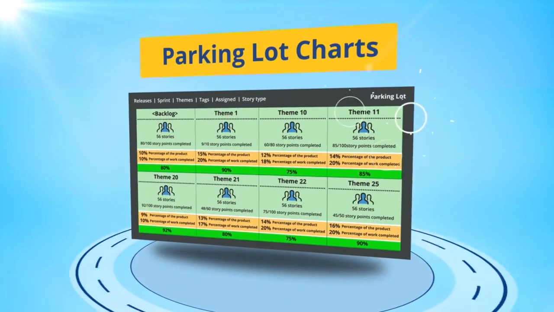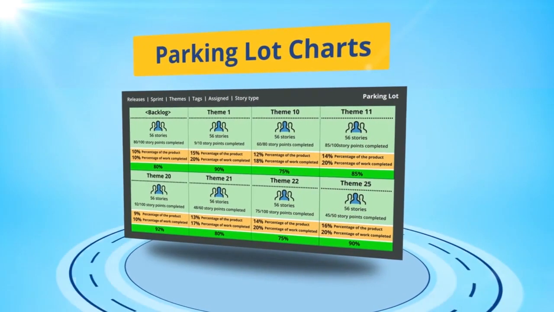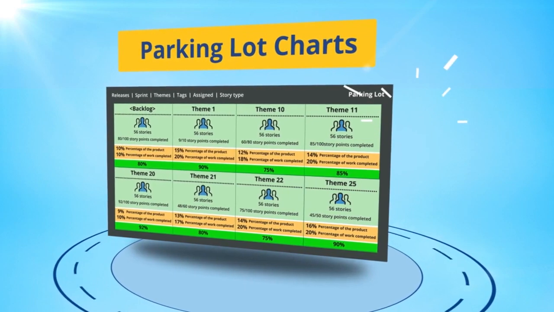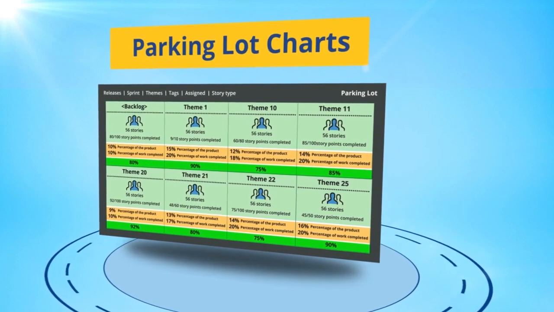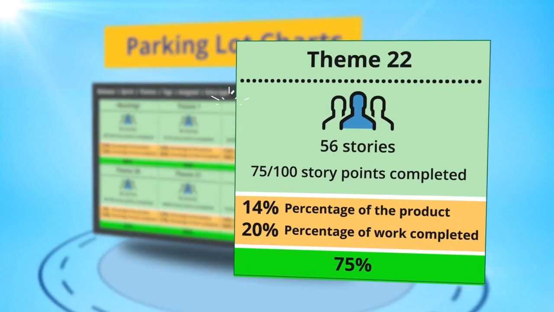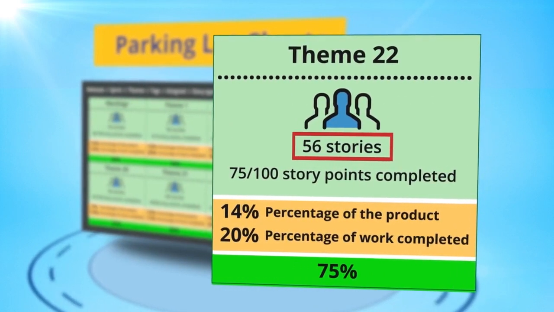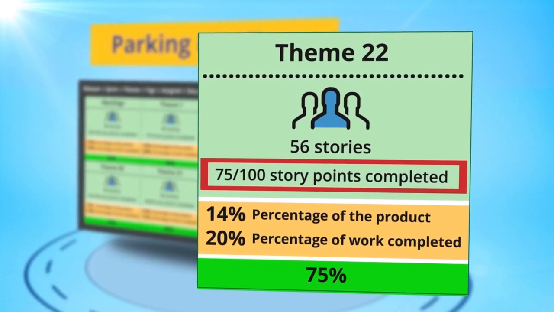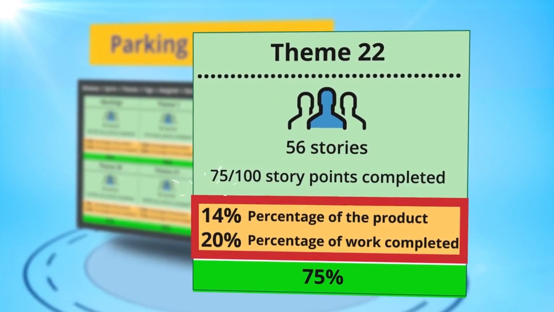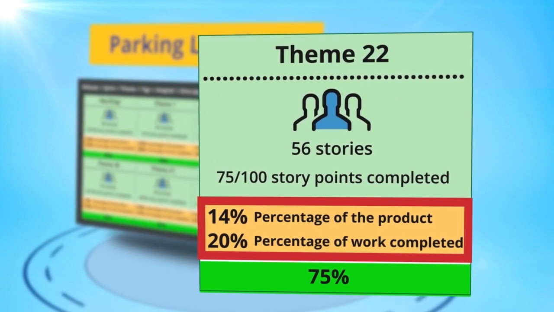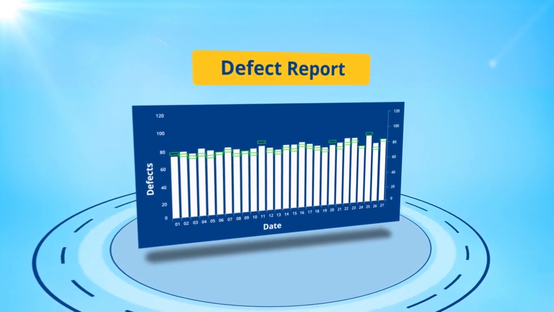The parking lot chart tracks project progress at the level of themes. It provides a high-level but comprehensive overview of the scope of the project. Parking lot charts include the name of the theme, the number of user stories in the theme, the total number of story points assigned to stories in the theme, the percentage of the product that the theme represents, and the percentage of work completed.